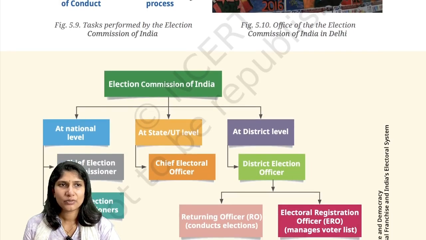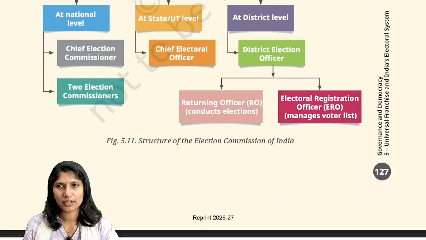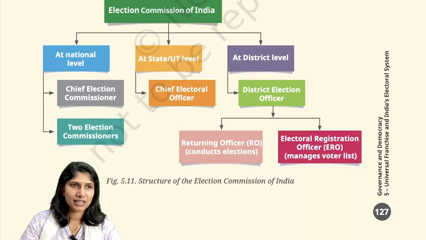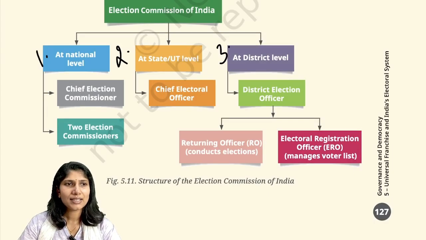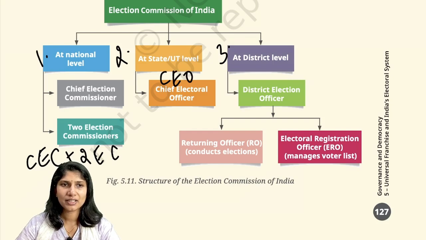Now, one important thing we will see here is who will be involved at which level of the Election Commission. First we will see the national level, state level and district level. At the national level, we have the Chief Election Commissioner and 2 election commissioners, so 1 CEC plus 2 ECs. At every state level, there is a Chief Electoral Officer. At district level, there is a District Election Officer.